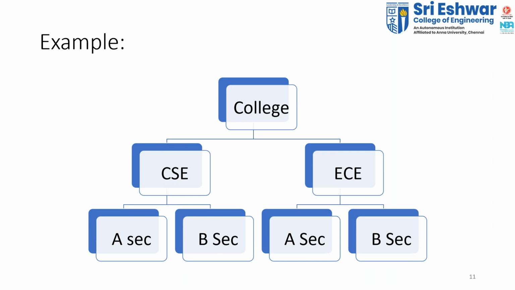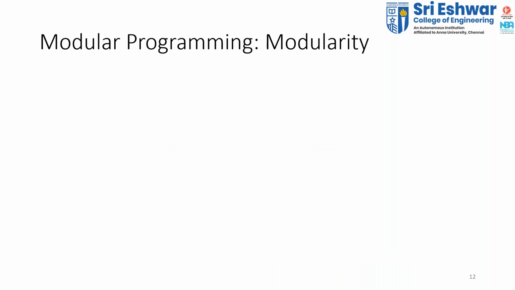We have a college, two departments, and the two departments each have two sections, A section and B section. Can you tell me what this example is, why it is used here, and what it represents? This represents modularity. Okay, so modular programming is nothing but how you solve a big complex problem.